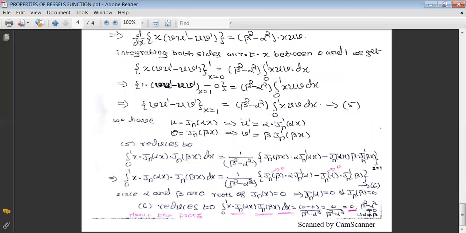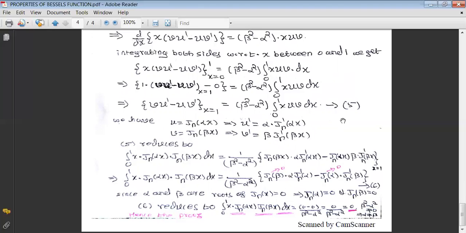Now we know that u equal to Jn of alpha x, and the derivative of that one with respect to x can be denoted as u dash, and it is alpha into Jn dash of alpha x. v equal to Jn of beta x, and we can write v dash equal to beta into Jn dash of beta x.